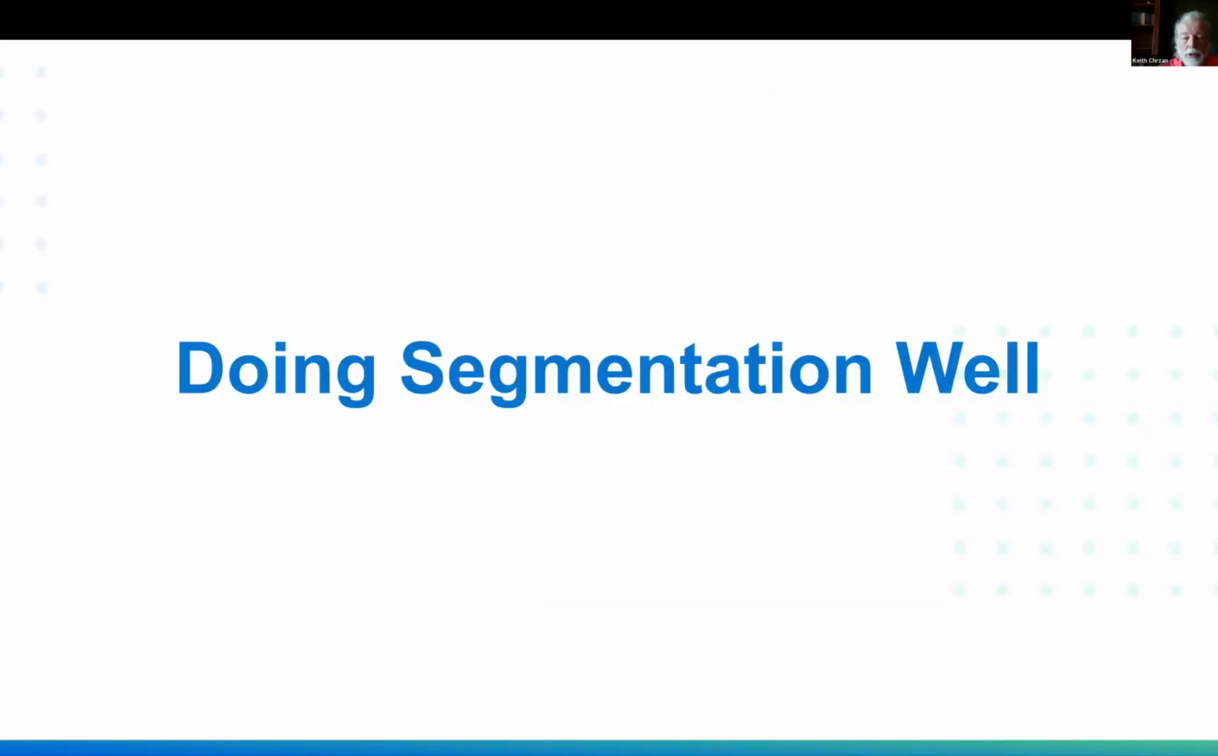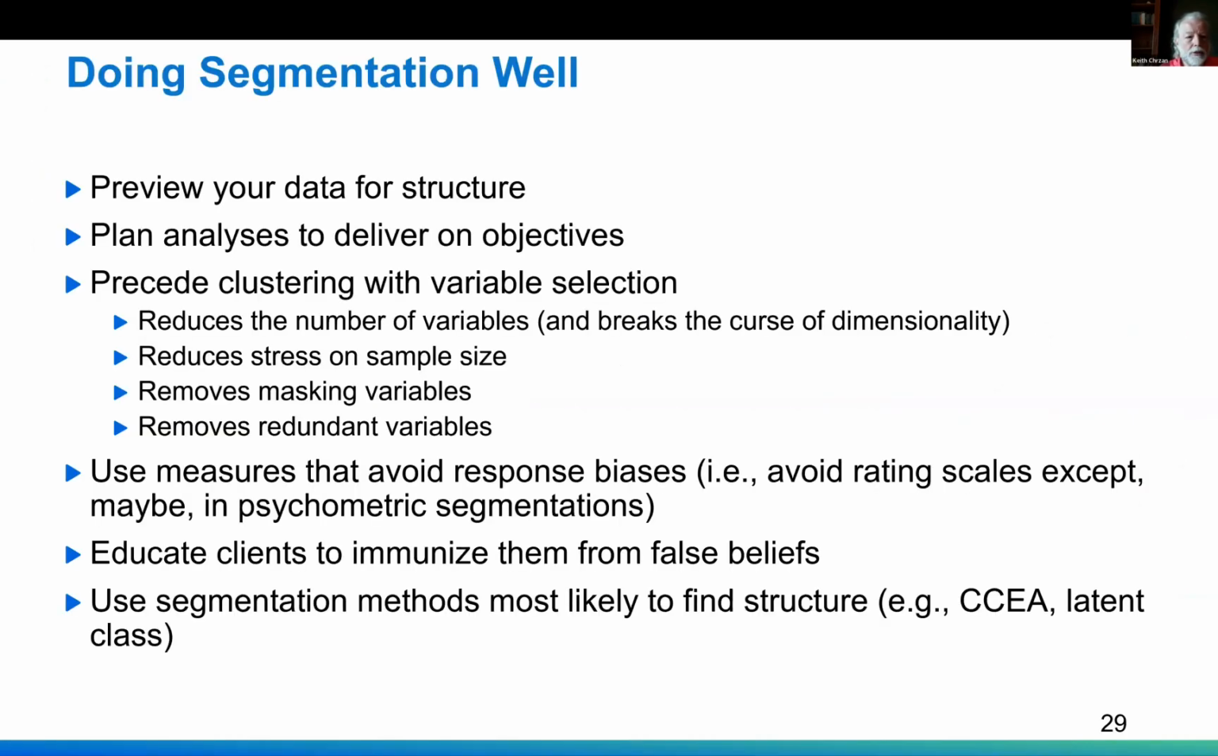Okay, so now we're going to talk about what we can do given those problems, those variable and analysis related problems, ignoring for today all the other problems that could occur. How might we solve some of these problems? How could we do a better job of segmentation? Here are the things I'm going to talk about in the following slides.